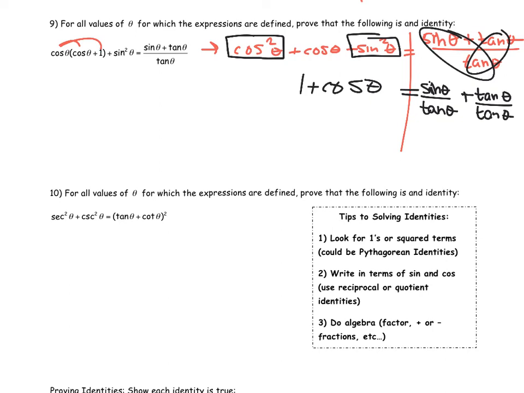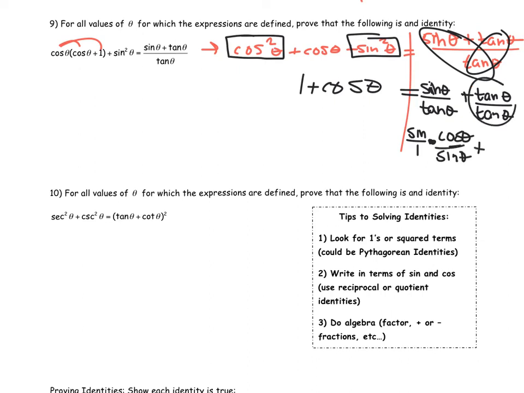And sine over tangent, well, if we do our keep change flip, that's really sine over 1 times 1 over tangent. And 1 over tangent, right? 1 over tangent is really cotangent. And cotangent is the same thing as saying cosine over sine. So I'm going to write that. This is really the same thing as saying multiply by cosine over sine.